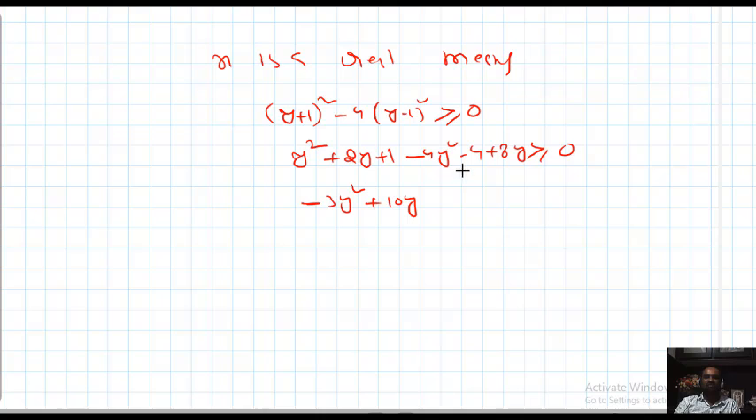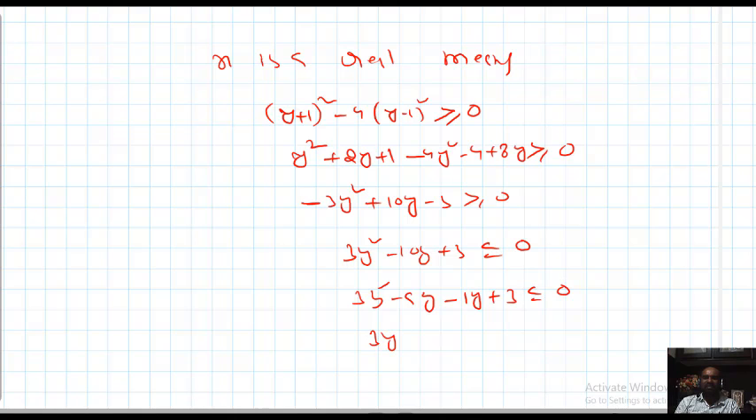Okay students, what is that? Minus 3 is greater than or equal to 0, or 3y² minus 10y plus 3 is less than or equal to 0. So 3y² minus 9y minus y plus 3 is less than or equal to 0. Here 3y is taken common, y minus 3, and here minus 1 is taken common, y minus 3, less than or equal to 0, or (y minus 3)(3y minus 1) is less than or equal to 0.